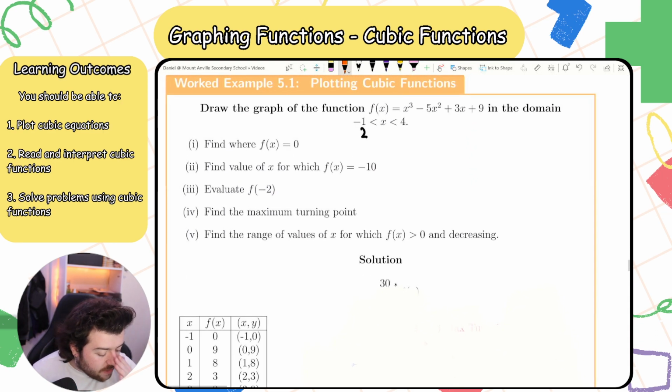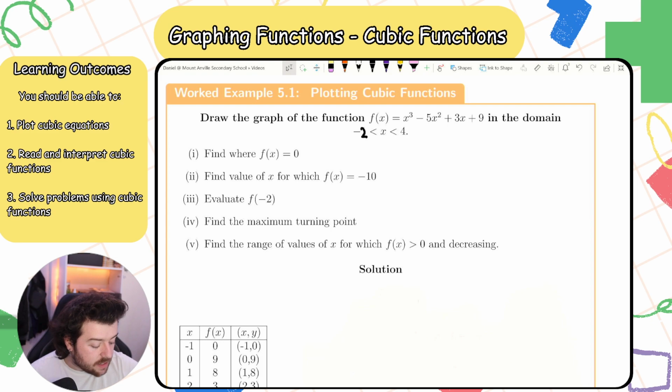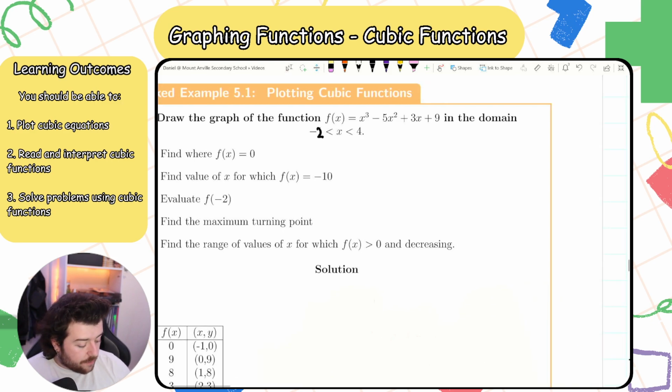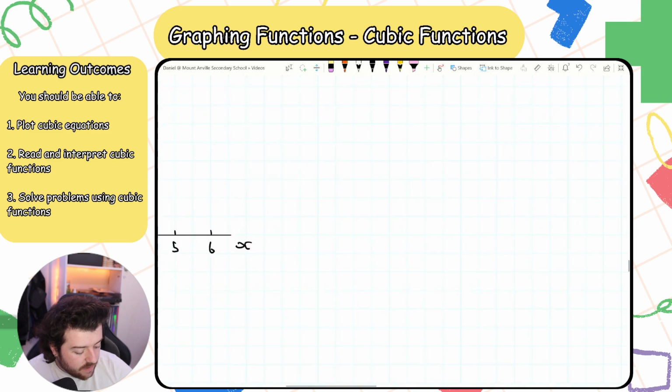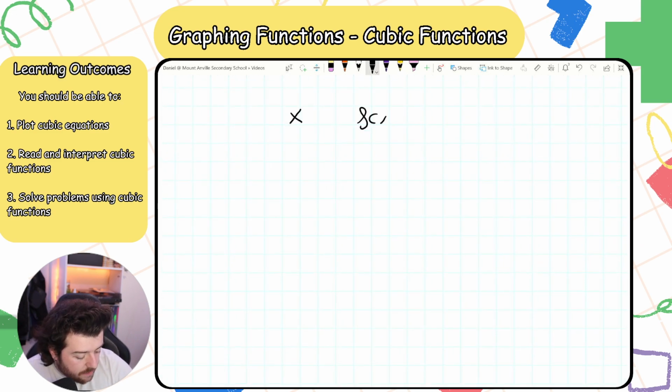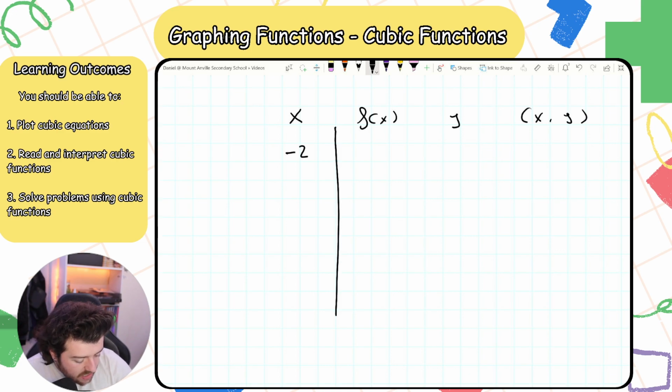So, let's have a look here. Draw a graph of the function f of x equals x cubed minus 5x squared plus 3x plus 9 in the domain minus 2 to 4. So, what we do is: inputs, my function, my outputs, and then my coordinate. So, -2, -1, 0, 1, 2, 3, 4. I can then sub them in.